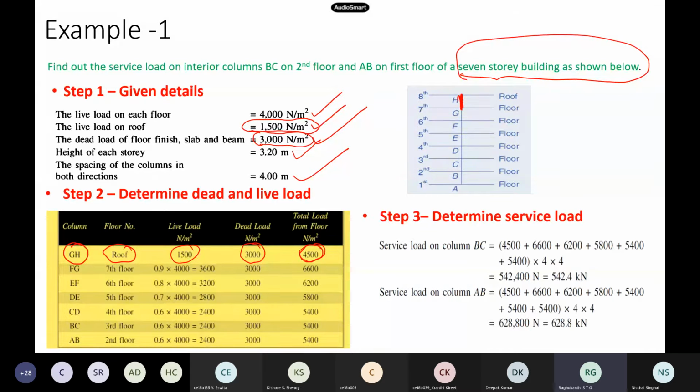Now when it comes to FG, that is the next column, as our code says, how much do you have to reduce? Above there is one floor. The live load on each floor is 4000, on the roof it is 1500. From all the floors it is 4000. So how much do you have to reduce when you have one floor above?